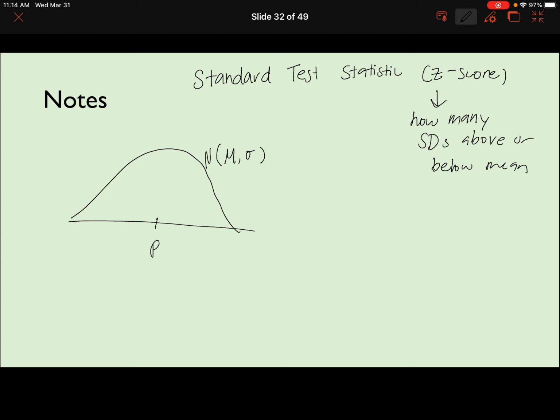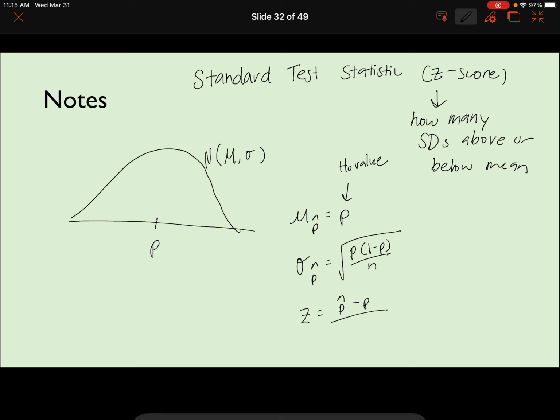all in one place. So to find your mean of p hat, it's just going to be equal to your null hypothesis value. To find your standard deviation for p hat, it's going to be square root p times 1 minus p, all over n. And then I also wanted to give you the formula for the z-score as well, in case you prefer solving things that way. So that's going to be p hat minus p, all divided by the standard deviation for p hat.